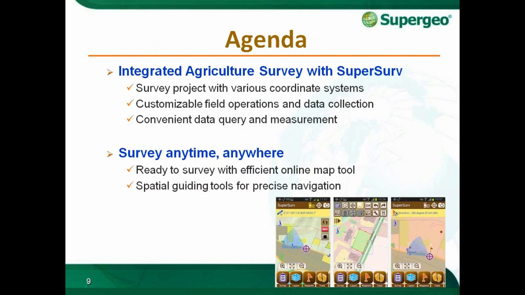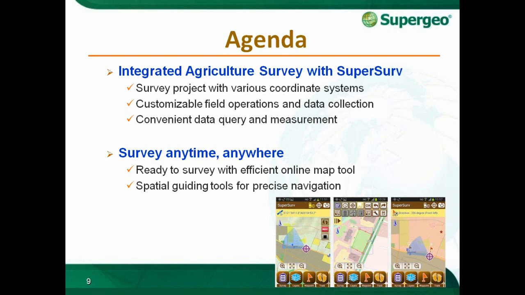Now in today's demonstration, we're going to go through two different parts. In the first part, we're going to talk about how to do a field survey, which is the integrated agricultural survey with SuperSurv, which will tell you how to build a survey project with various coordinate systems supported. And also we'll talk about how to customize your attribute table and do data collection, and use some very convenient data query and measurement tools.